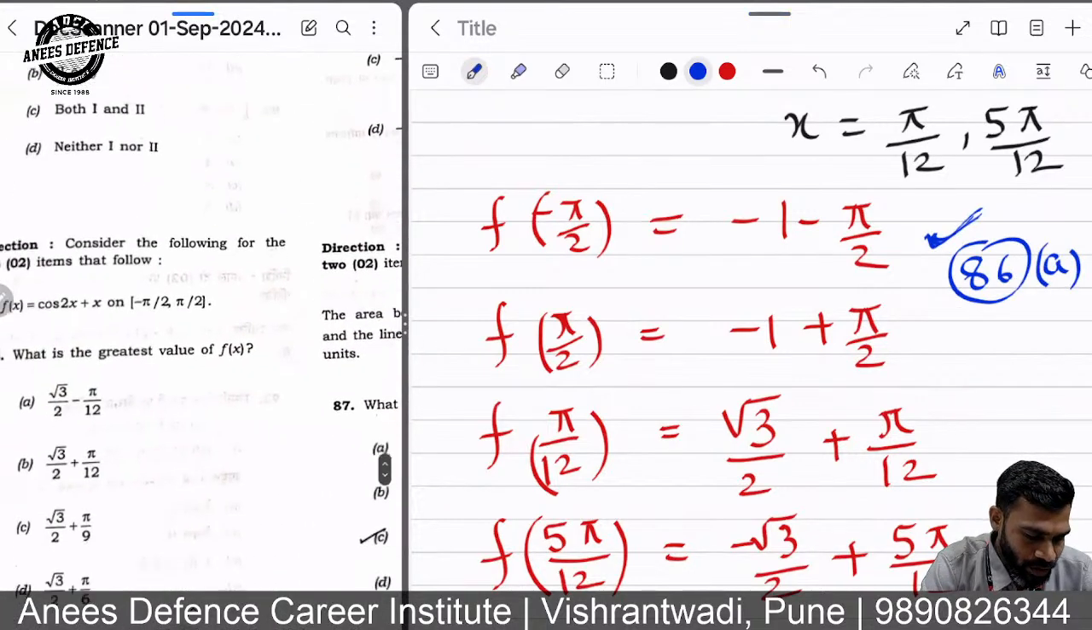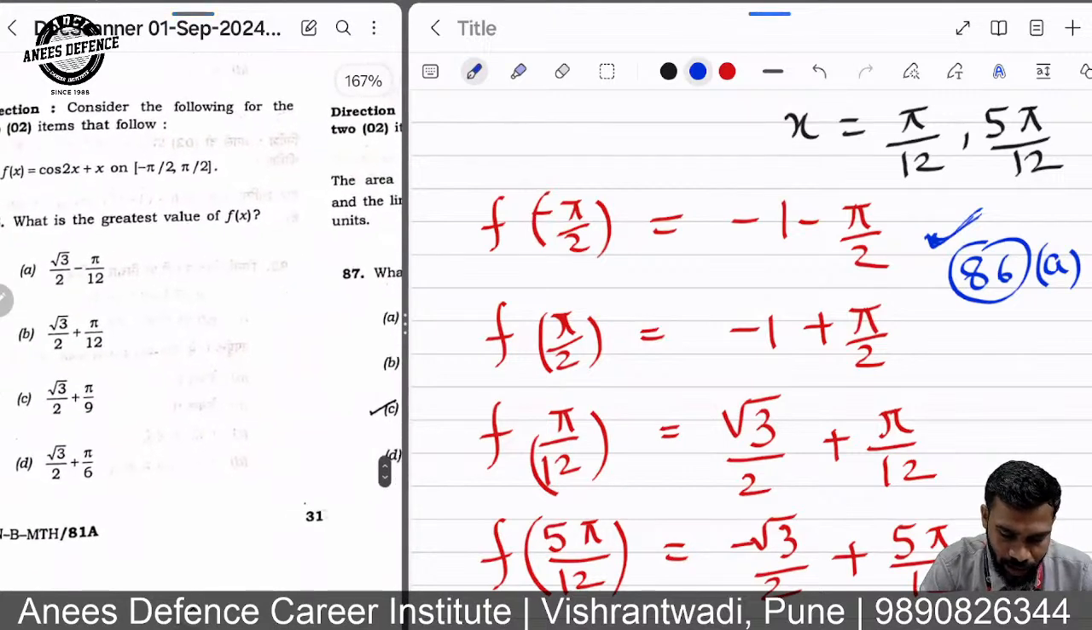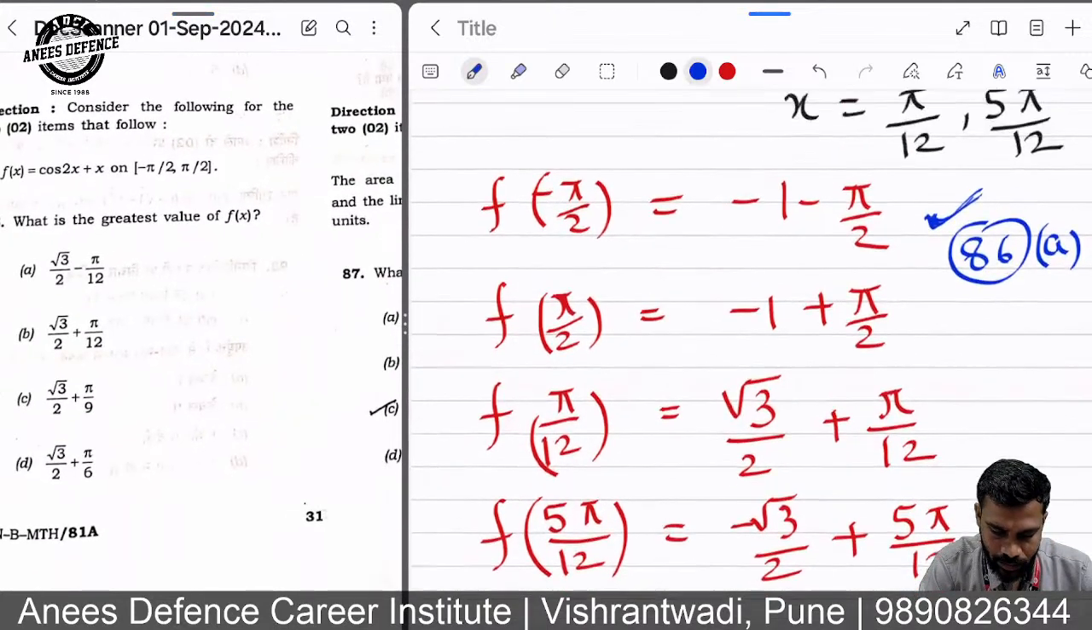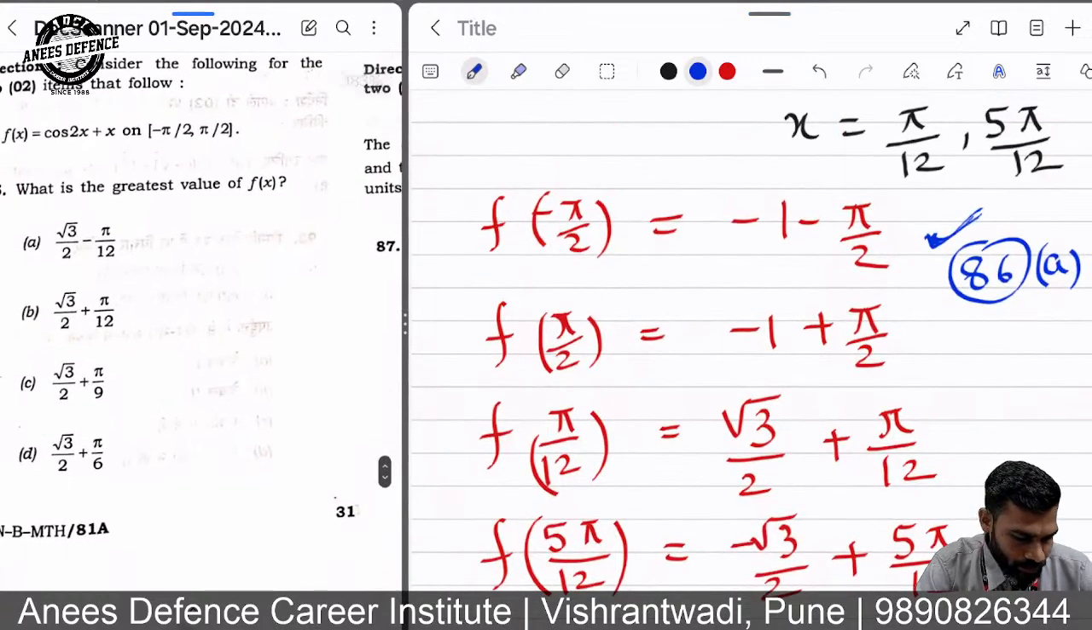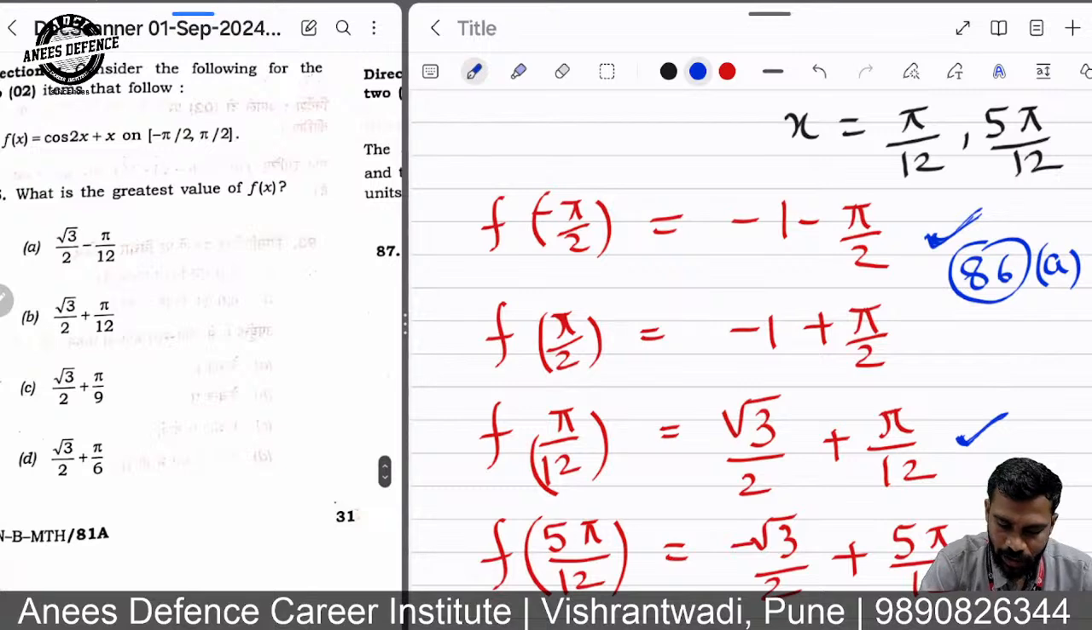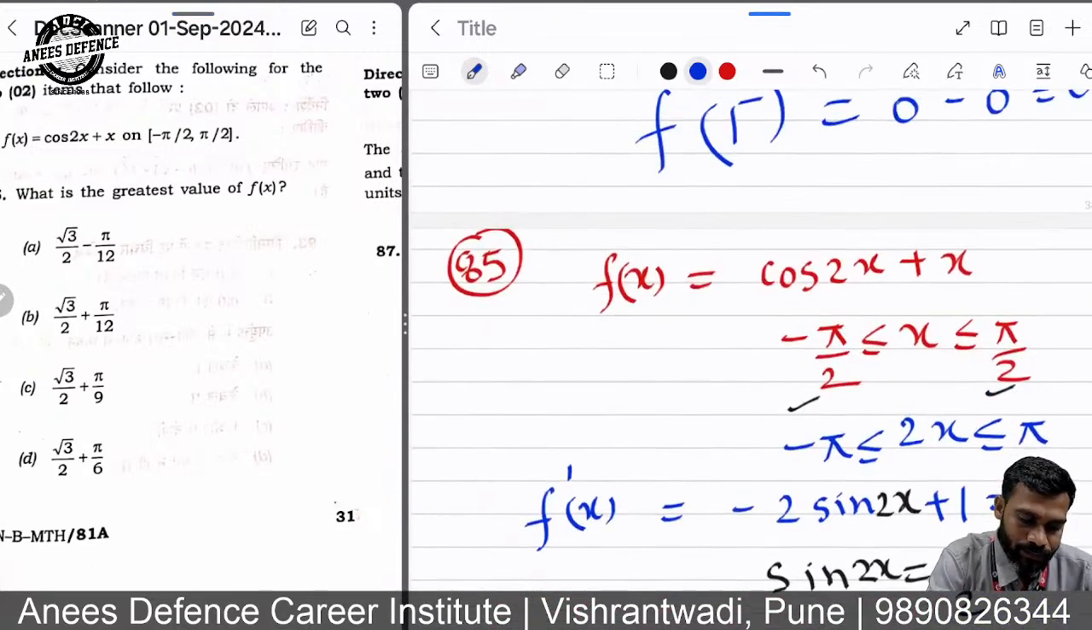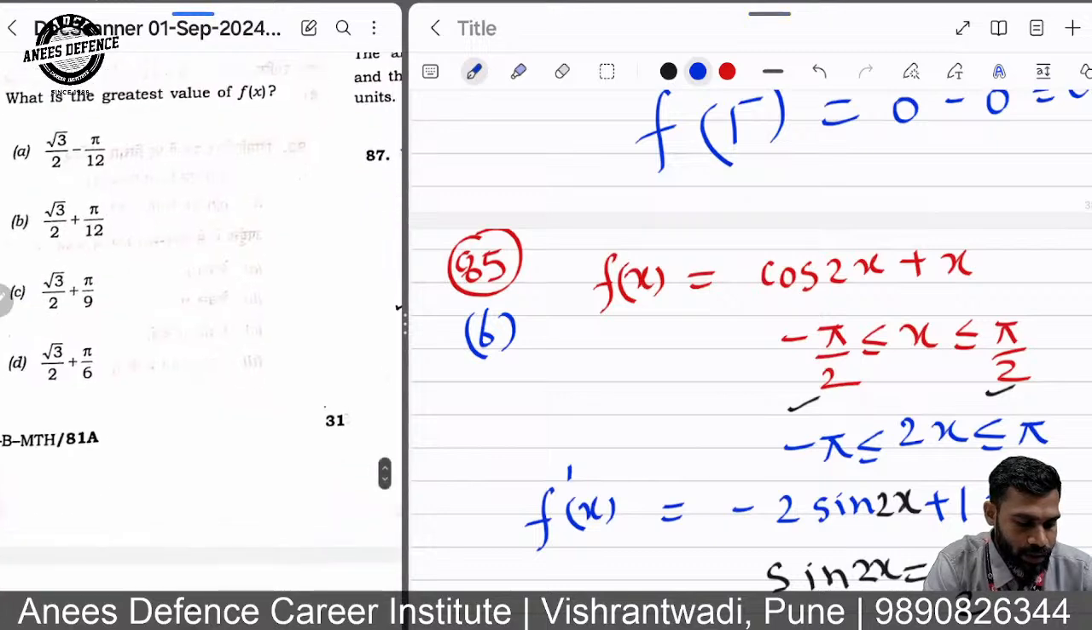Now, let us talk about the greatest value. If you see the greatest value, which option do we have? This seems to be the greatest, root 3 by 2 plus pi by 12. And this can be also, but here we don't have such options. So root 3 by 2 plus pi by 12. So question number 85, we will be having option B, correct? So 85, B is the right answer, right?